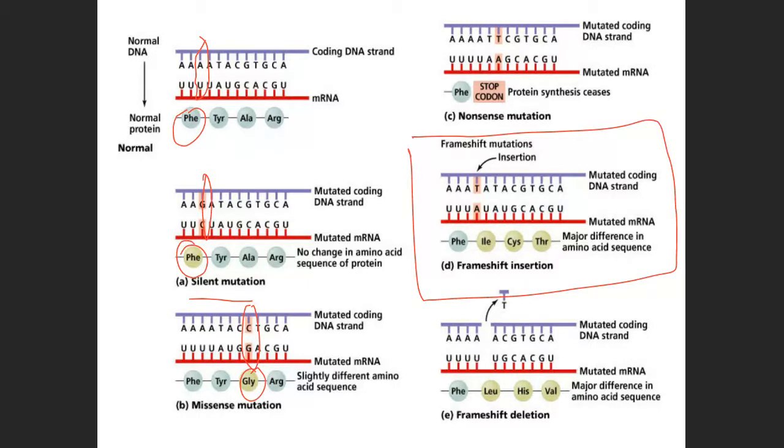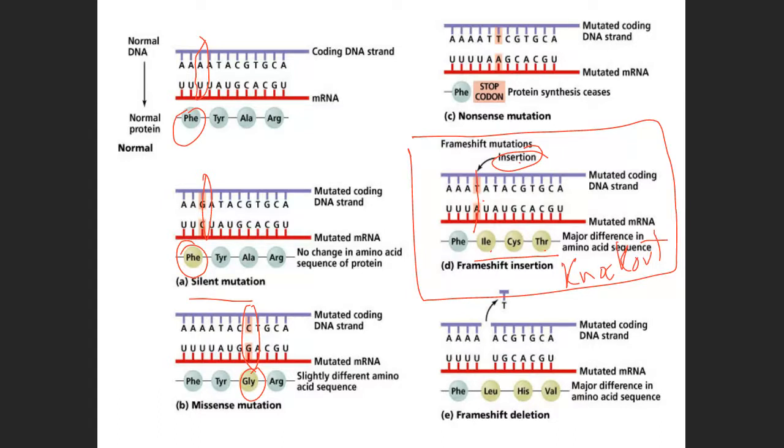insertions and deletions. So in this case, a frame shift insertion is when there is an extra nucleotide inserted, and notice what that does. From the point of the insertion, every single nucleotide changes. So from a phenylalanine, tyrosine, alanine, and arginine, now we have phenylalanine, isoleucine, cysteine, threonine. Everything changes. This is a knockout. There's no way in the world this is going to work.